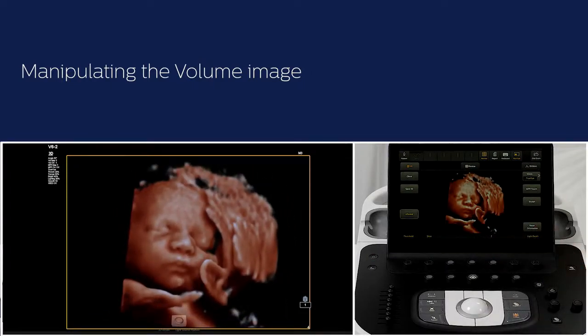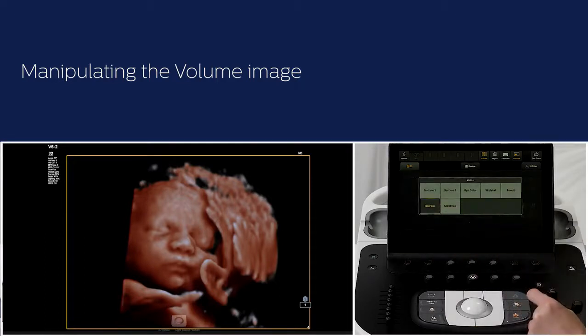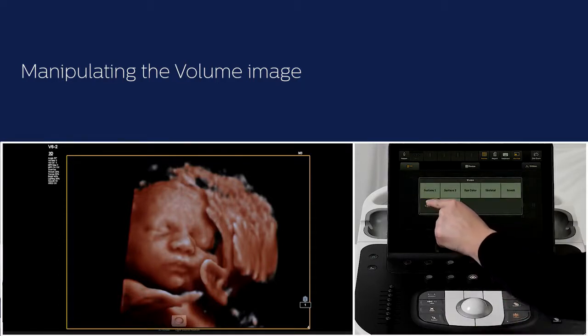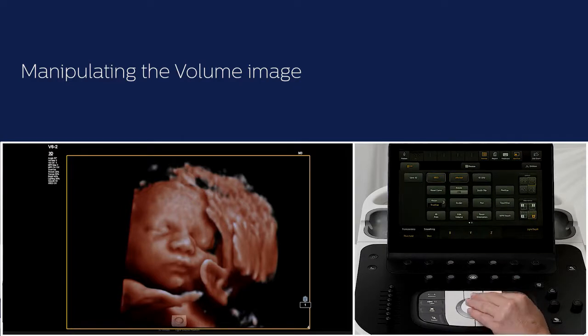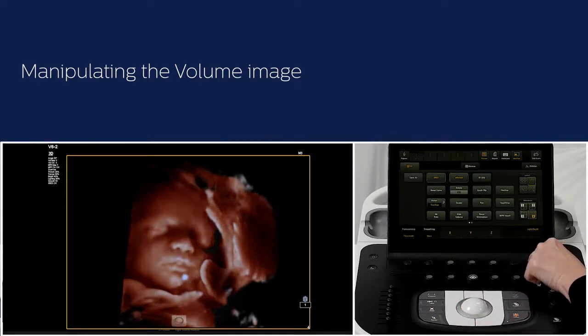Different rendering options are available for the volume image. Press Vision on the touchscreen to see different options. The True View Vision or rendering have a light source that can be moved using the trackball around the volume image and in depth through the volume by turning this rotary knob.